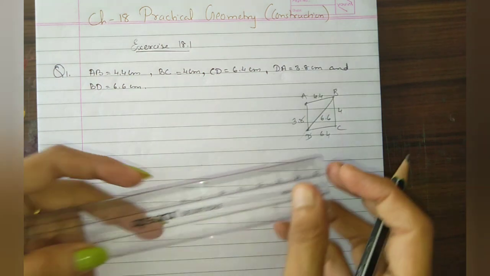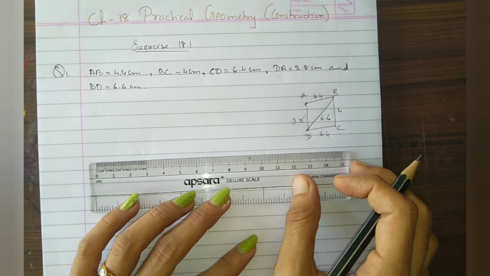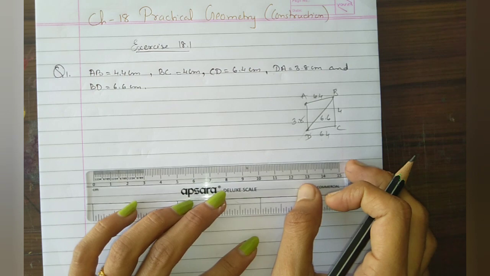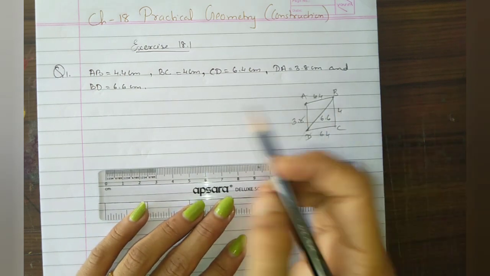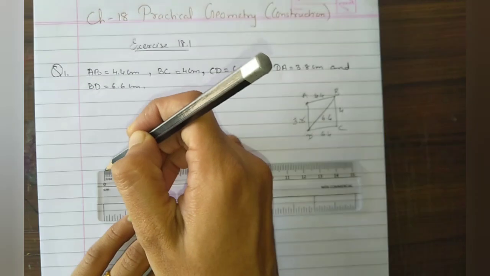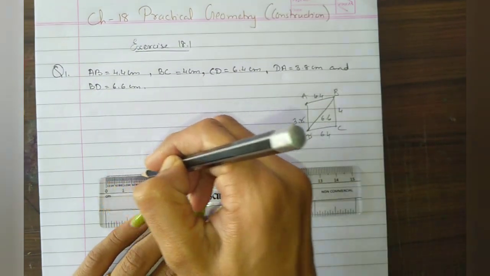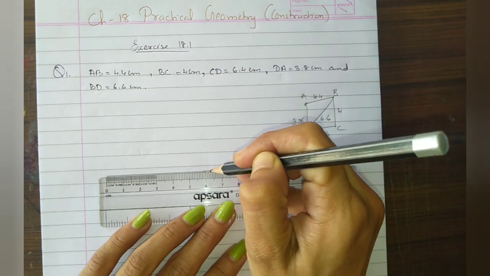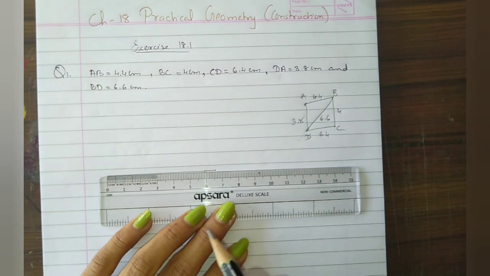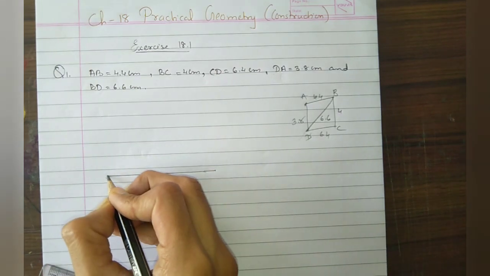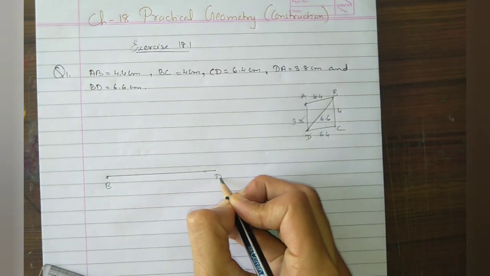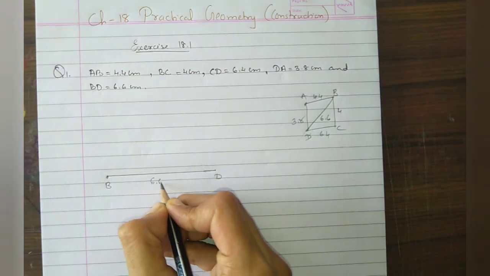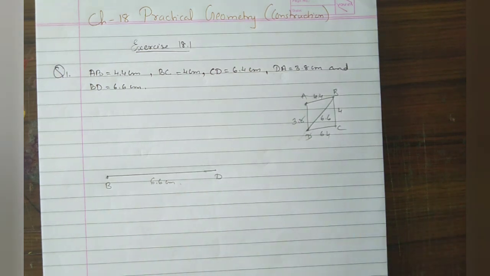Take the measurement 6.6 cm on scale and draw the line segment BD 6.6. In the middle you have to draw. Okay, till 6.6 we have to draw. So this is BD. Name the line segment and write how many centimeter, that is 6.6.